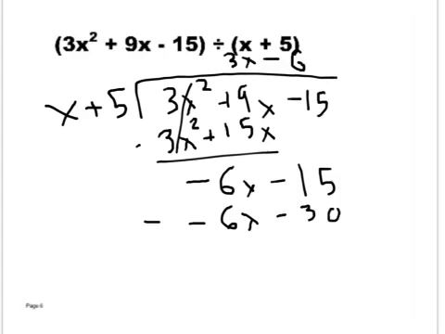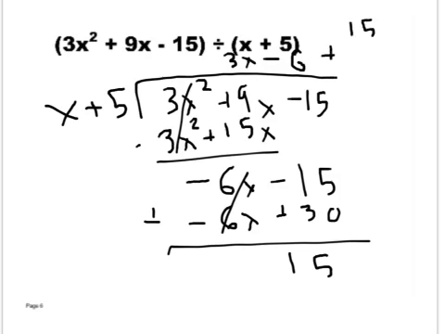Negative 6x. What is negative 6 times 5? Okay, now we're subtracting them, right? So these are going to cancel. No, this is negative 15 plus 30. So 15. So there's our remainder. So 3x minus 6 plus 15 over x plus 5.